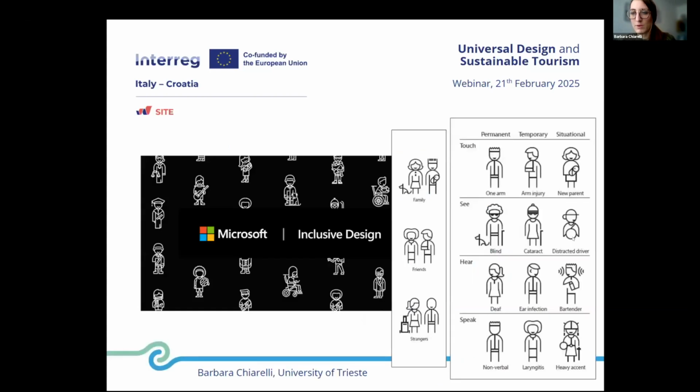This picture is from a very well-designed toolkit by Microsoft, which encourages developers to design technology that benefits users of all abilities, thus creating technology that works for everyone, not just the able-bodied or tech-savvy. You can recognize that the difficulties can be permanent, temporary, or situational, and in all cases may concern touch, sight, hearing, speech. And specific targets are also reported: families, friends, or strangers.